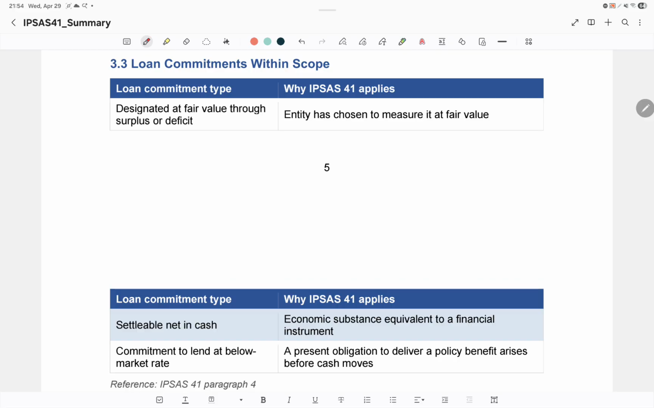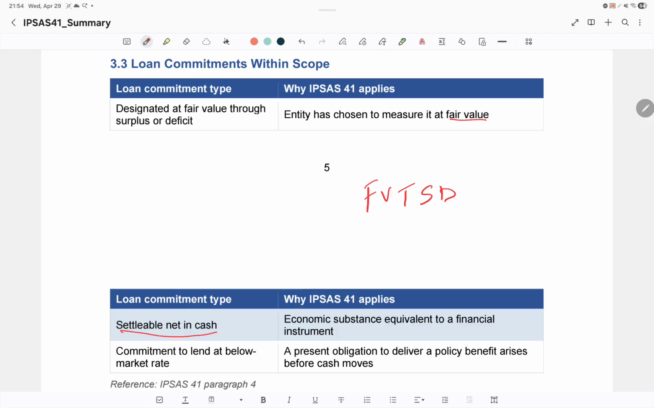The loan commitment can either be a loan type where it is designated fair value through surplus or deficit, and this we will go through when we talk about classification. So why does IPSAS 41 apply? Because the entity has chosen to measure it at fair value. Then settleable net in cash.